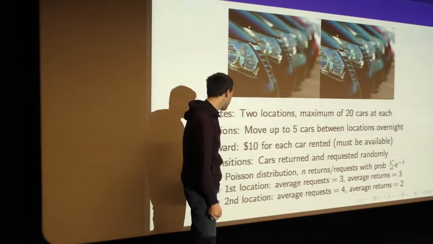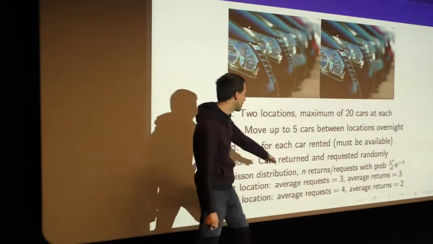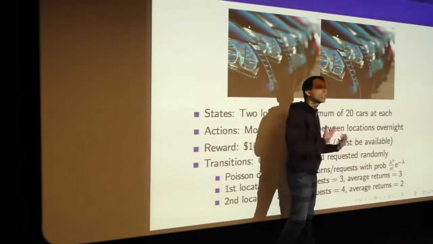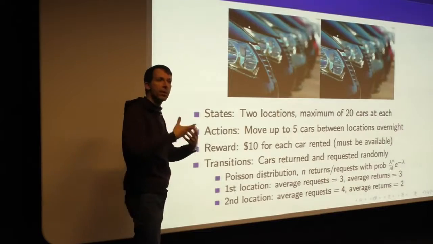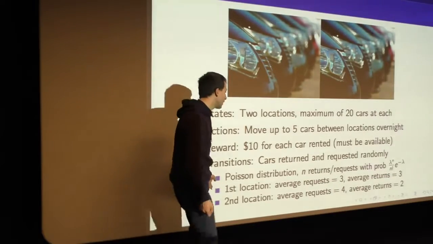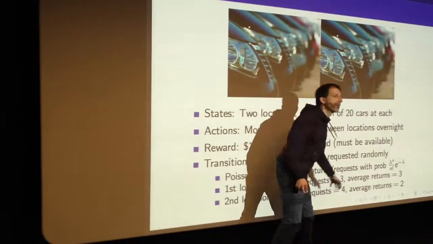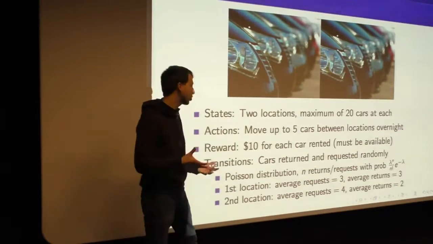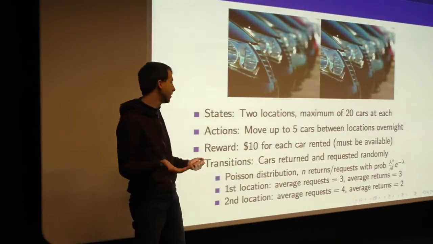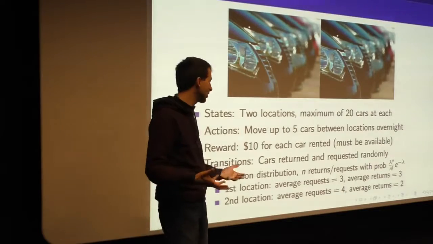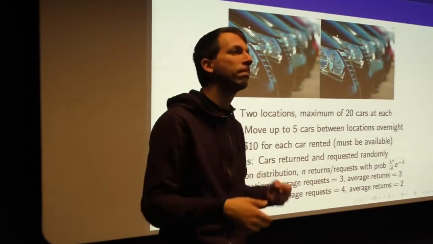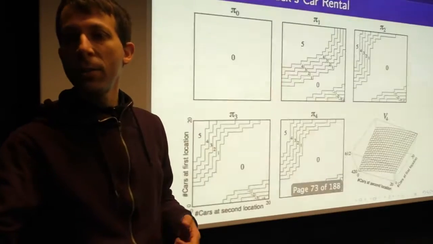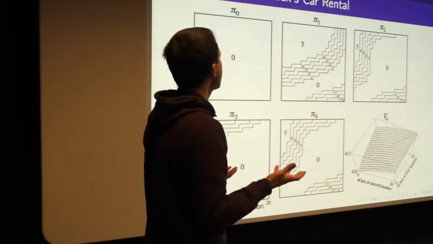But roughly speaking, the main point is that one location gets the same number of requests and returns. The return rate is the same as the request rate. It's a random process, but with the same rate. But the other one gets more requests than it does returns. So the second location is typically going to be short of cars if you don't shift things over, because it gets more requests for cars than people are actually returning them. Okay?